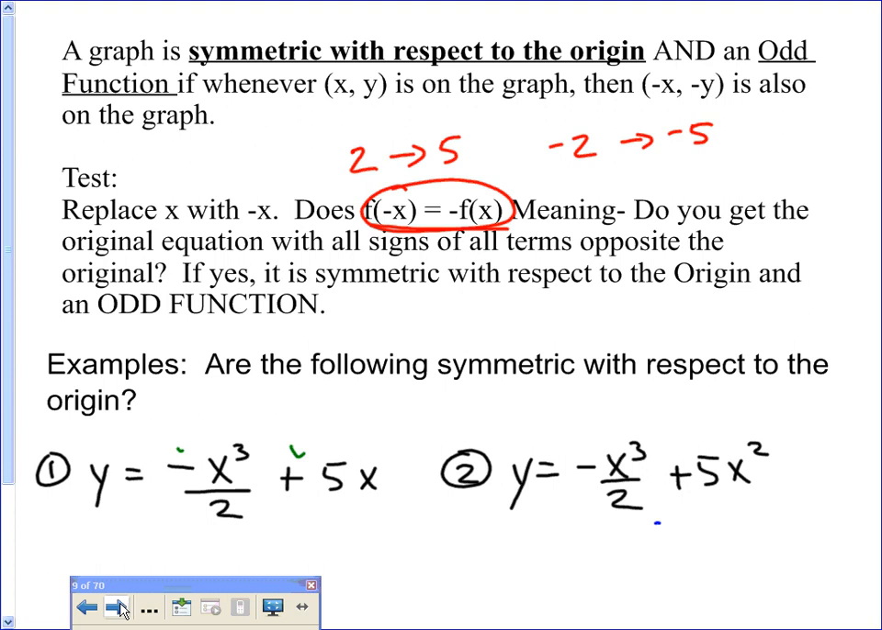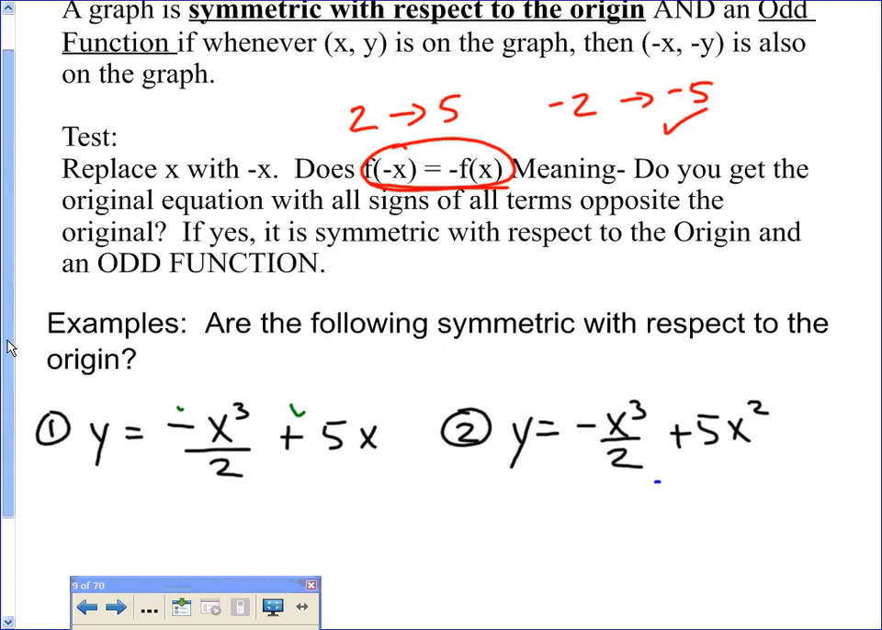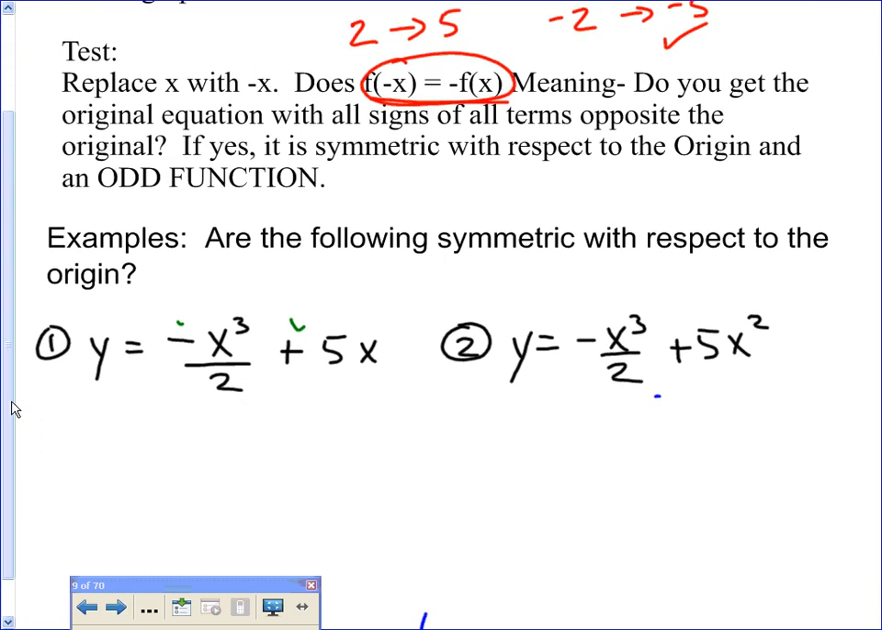So for instance, let's say we have the ordered pair (2, 5) that is included in that function, on the graph of that function. Then that would also mean, if this were symmetric with respect to the origin, that the point (-2, -5) is also on the graph. Algebraically, the way we test that is we take out the x, replace it with the negative x, and what we want to see is all of the signs change, so exactly the opposite signs.